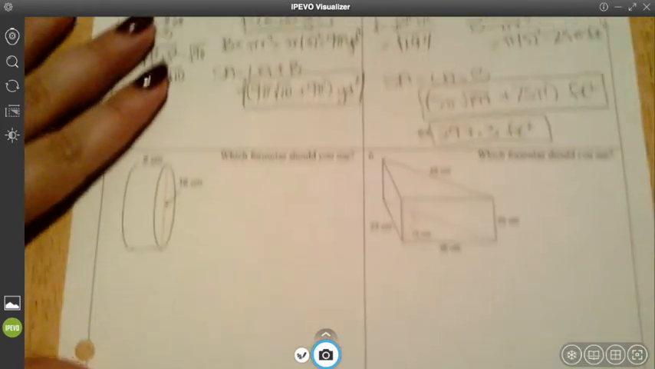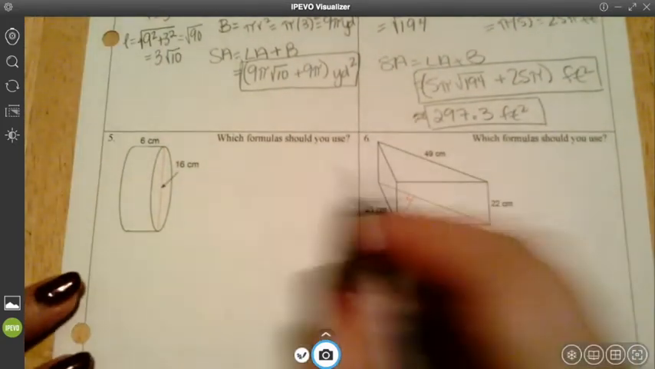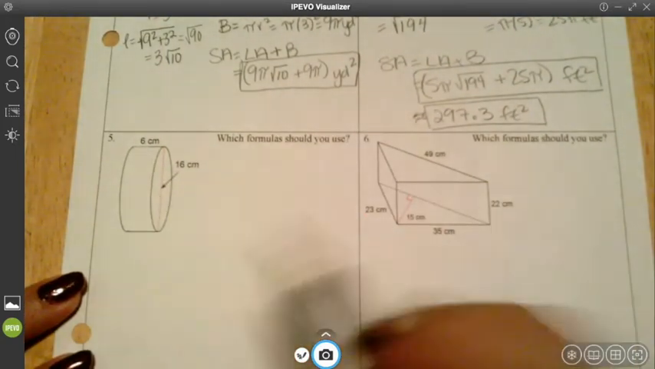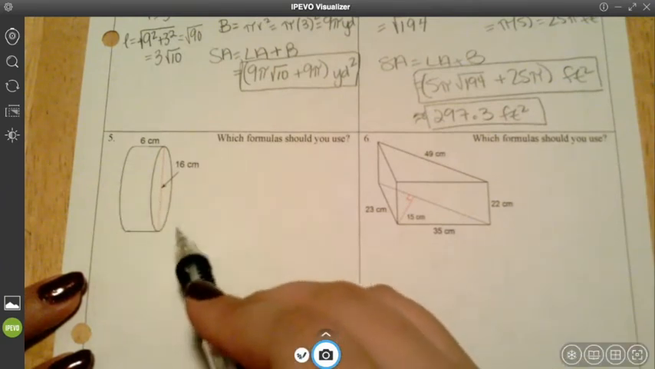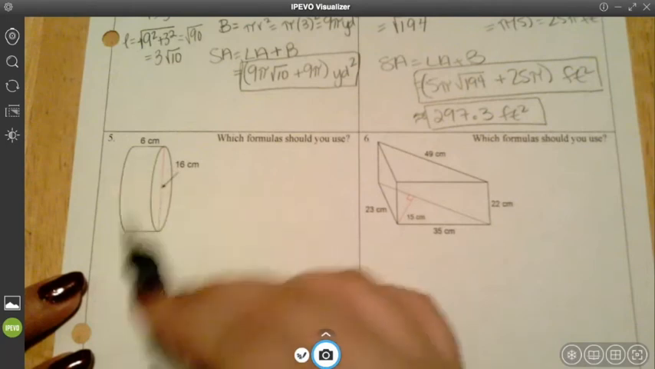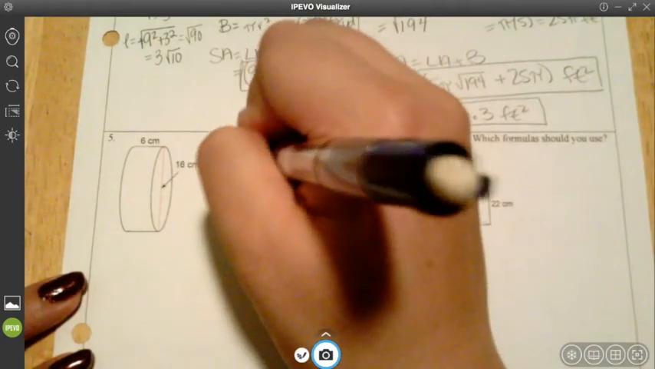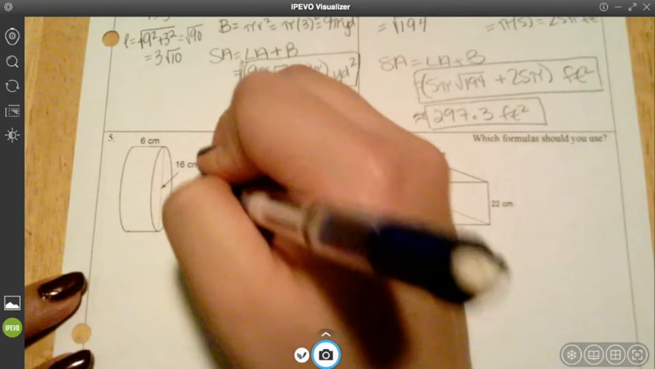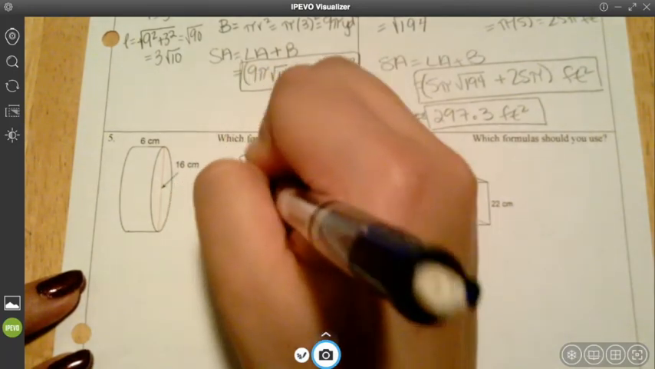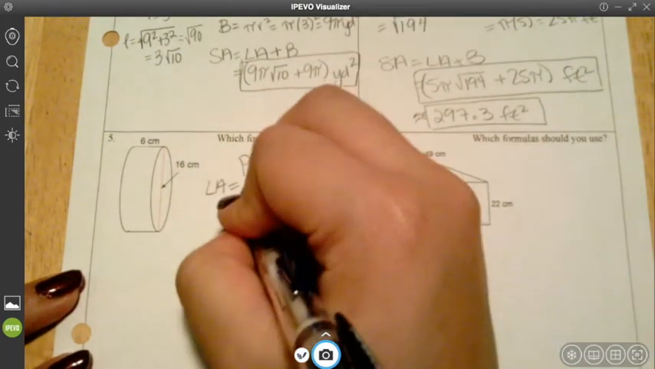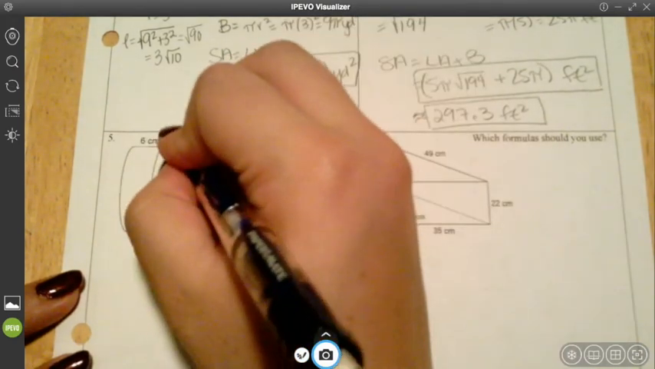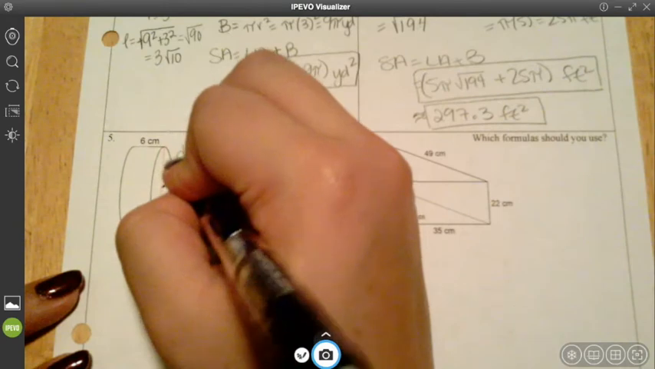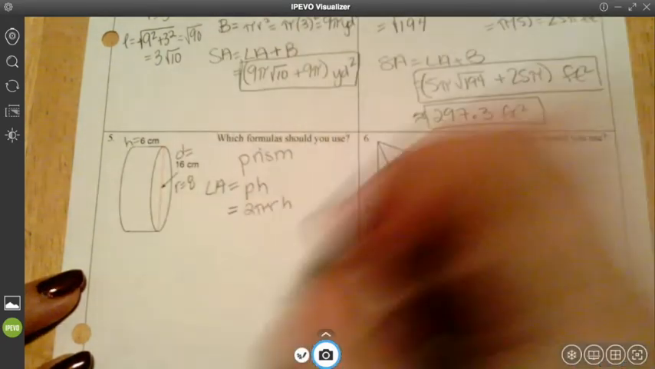All right, last two for the video. Here we have, now be careful because this is not a pyramid. There's no point that all of the sides go to. We have two flat sides. This is a prism. So our lateral area is PH, or 2 pi r h because it's a circle. So diameter is 16, radius is 8, height is 6.